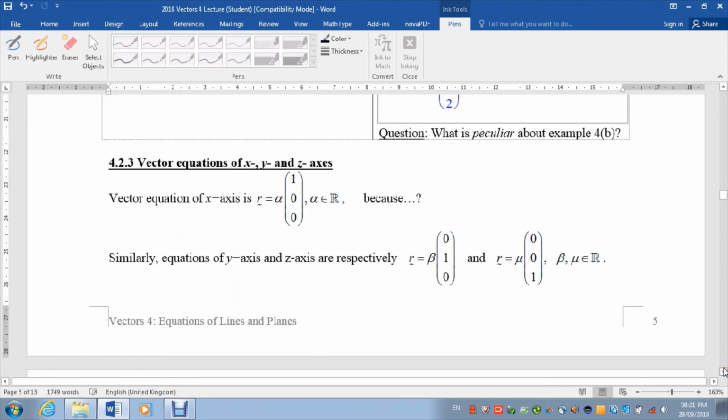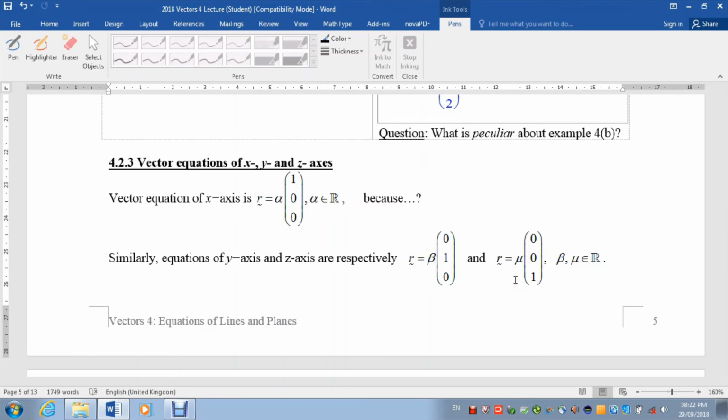Now actually this is something important to know, because next time when we reach vector 6, there will be a lot of contextual questions. So you need to know the vector equation of the x-axis, the y-axis, and the z-axis. They are simply alpha of 1, 0, 0, beta, and then gamma, or mu, sorry, of 0, 0, 1. In case you don't know why, actually go and think about it again.